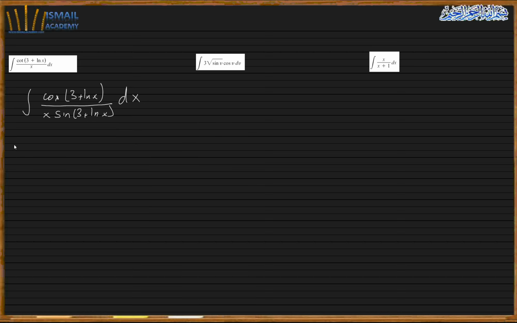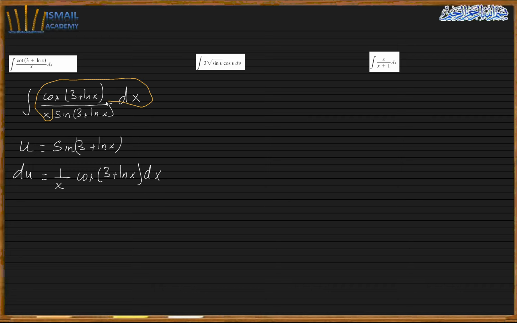So I put u equal sine of 3 plus ln x. So du will be 1 over x cosine of 3 plus ln x dx. So now I have dx with the cosine and x, so this form is my du. You see, this is my du. So then I will have du over u, which is ln absolute value of u plus c.